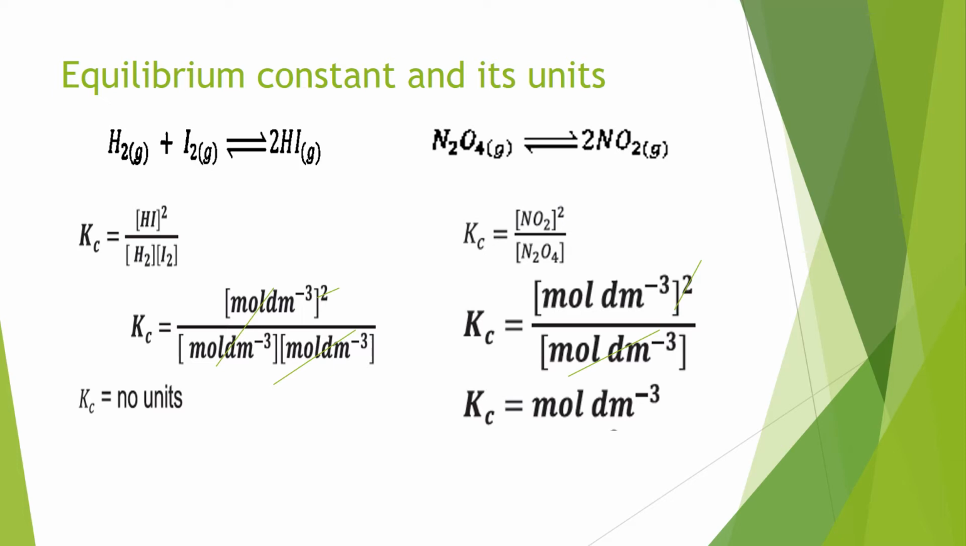When you write nitrogen dioxide in concentration units, that is mole per decimeter cube raised to the power 2, and dinitrogen tetroxide again has one mole, so you will write 1 times mole per decimeter cube. Now when these values cancel out each other, you can see clearly that only mole per decimeter cube remains in the numerator. That will be our Kc unit for this given expression.